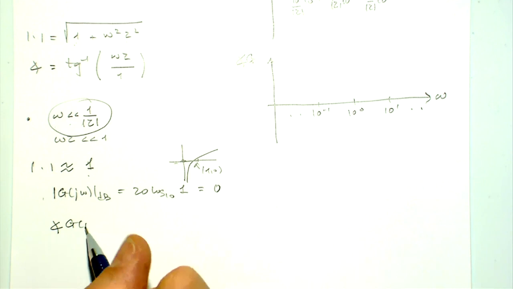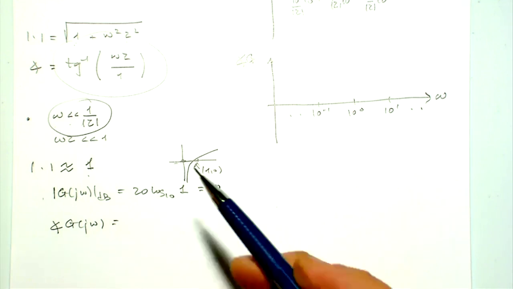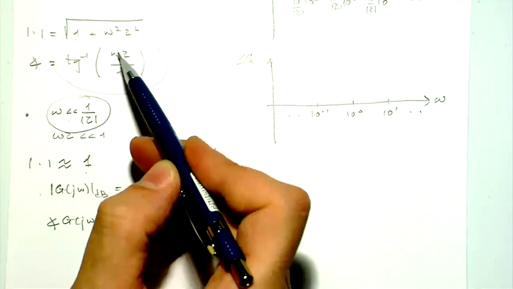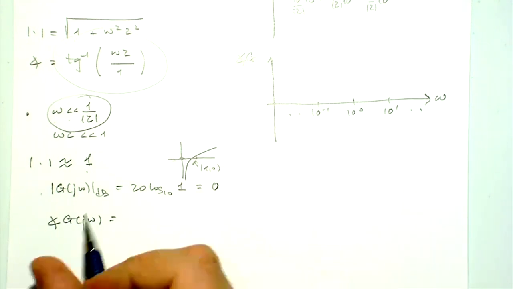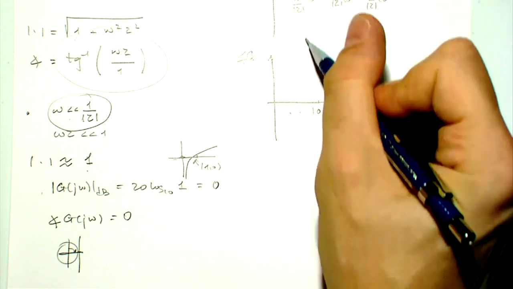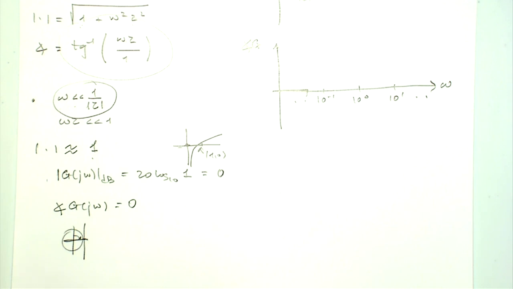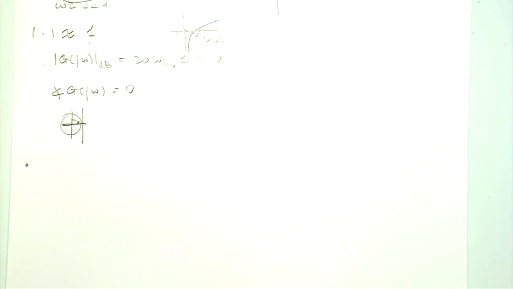Then let's look at the phase. The phase of G of j omega is this thing here, okay? So what happens if omega tau is very small? Well, this will tend to 0, right? So what's the arctangent of something that is going to 0? Well, it's 0. So the phase will start at 0 as well. Now, let's look instead at the other limit case, going towards infinity. We're trying to bound the behavior first at the very low frequencies, then at the very high frequencies, and then in the middle we'll do some approximation. And then we'll discuss the degree of this approximation.